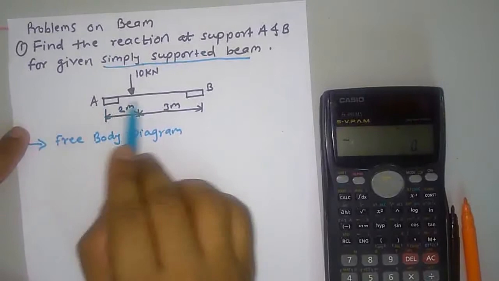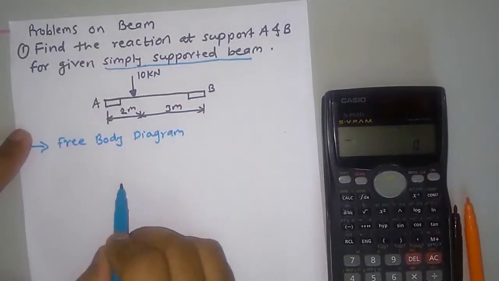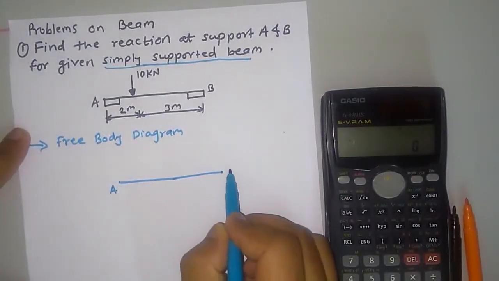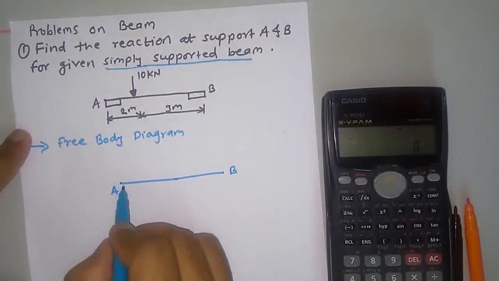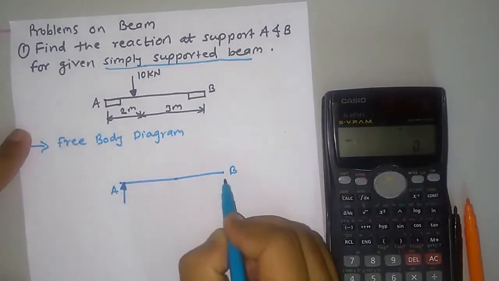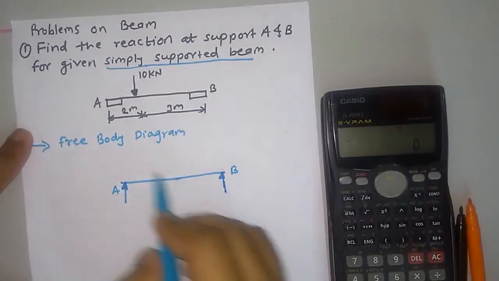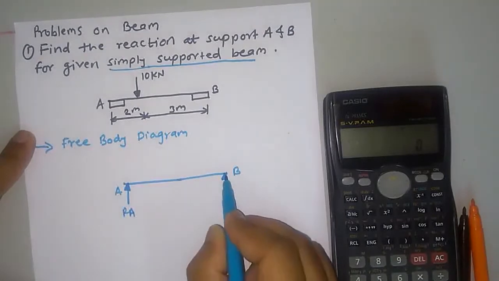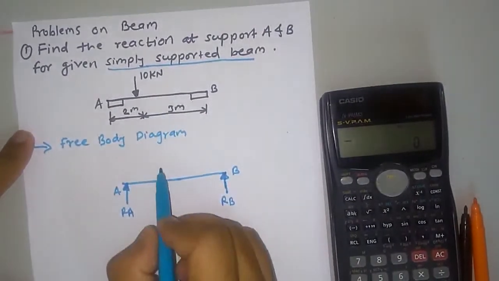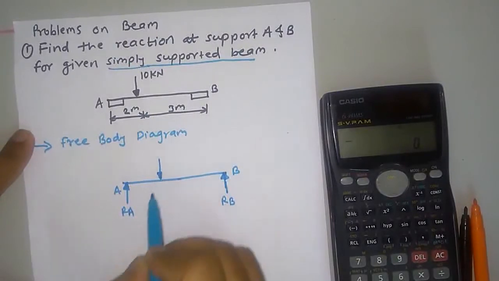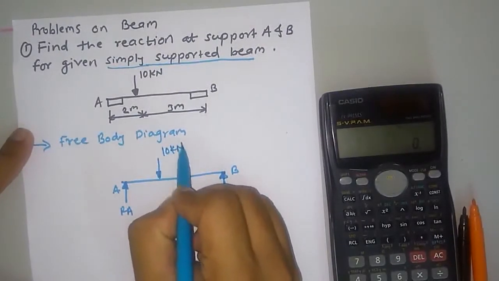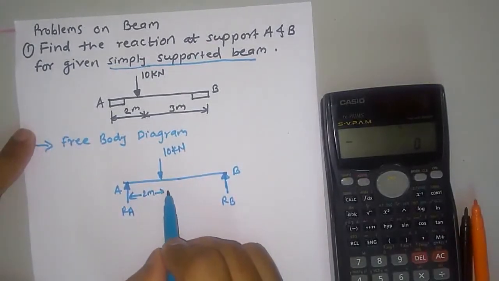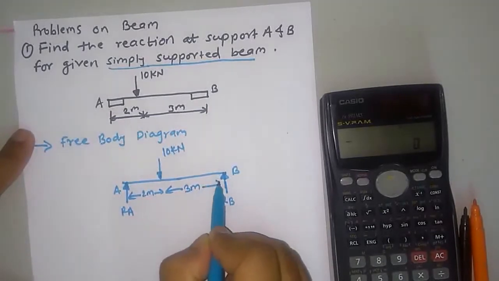Okay, so which type of support it is? Simply supported. Okay, so the beam is given, A B. Now it is simply supported means what? There is only one reaction. For this simply supported end the reaction is RA and for this one it is RB. Then there is a load acting, 10 kilonewton at 2 meter from the left side and 3 meter from the right side.